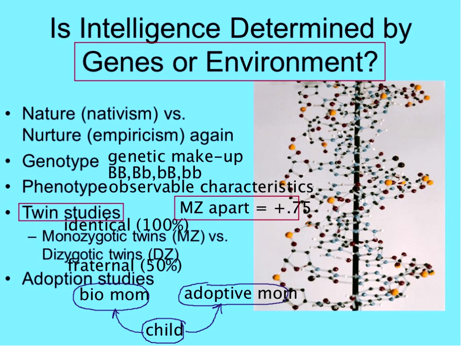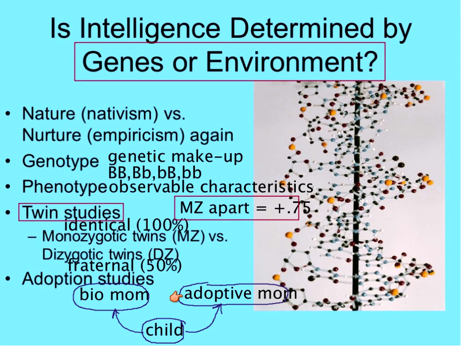If intelligence was entirely genetically driven, what would the correlation coefficient be between this child's IQ score and that child's adoptive mom's IQ score? If this was entirely genetically driven, what would be the connection between this child and his or her adoptive mom? Would there be any association at all? Correct, it would be 0. Why? Because she gave him nothing, in terms of the genetics. The only thing that she gives him is environment.